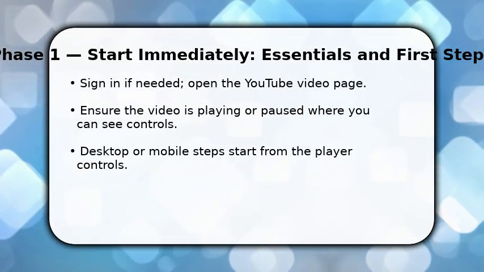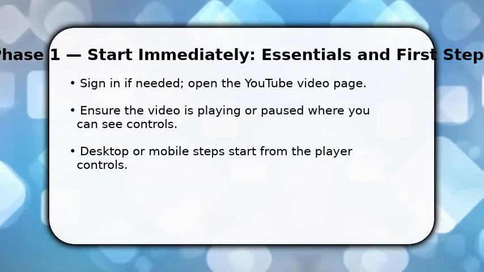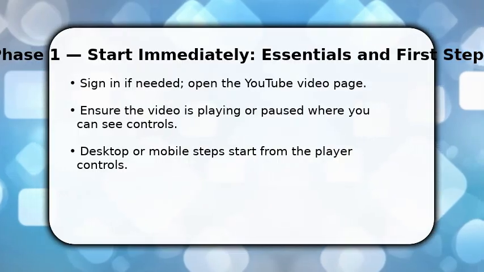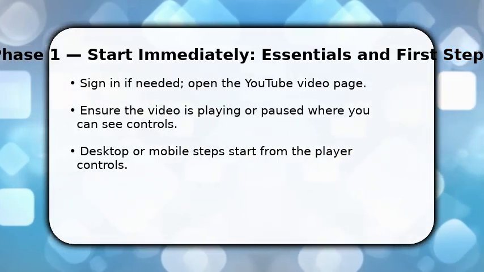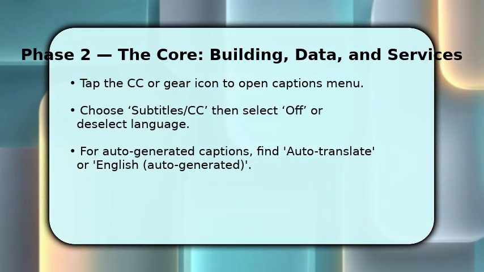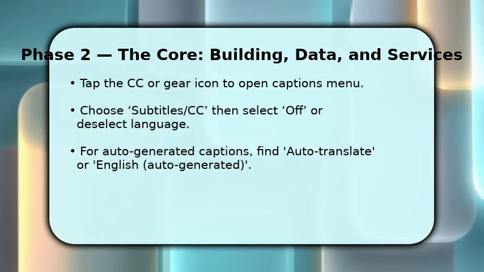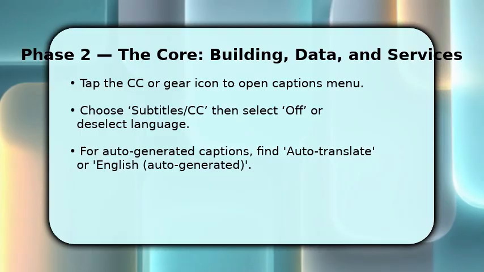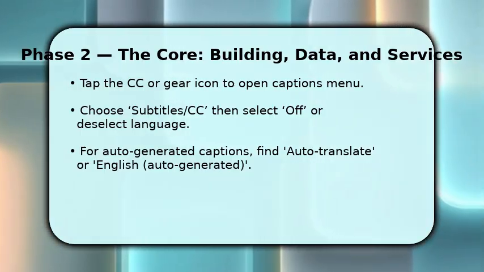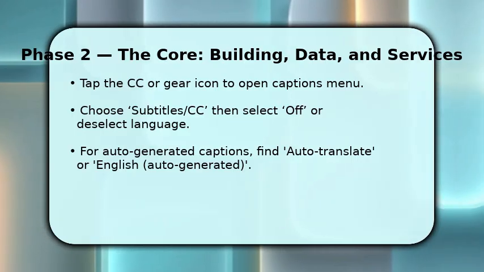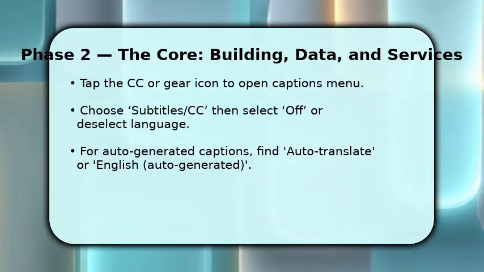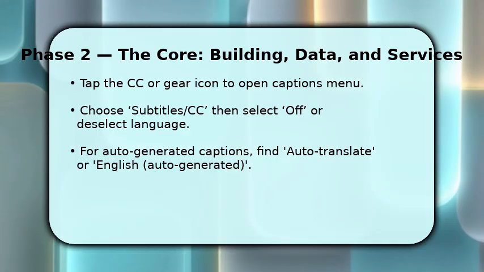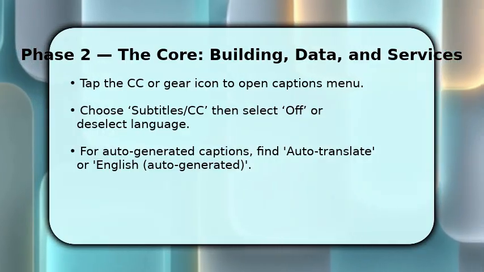You begin by locating those player controls because turning captions off is a direct toggle, no account settings required for immediate changes. Once you open the Captions menu, you will see languages and an off option. Choose off to disable captions immediately. If you see an auto-generated label, select the auto option and then turn it off. This prevents generated text from overlaying the video.